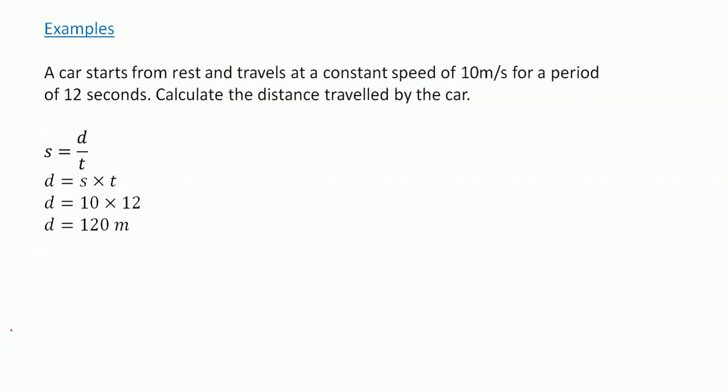Now let us look at an example. A car starts from rest and travels at a constant speed of 10 meters per second for a period of 12 seconds. Calculate the distance traveled by the car.